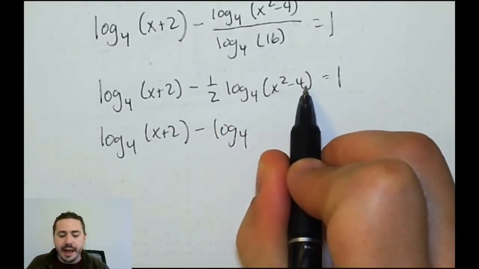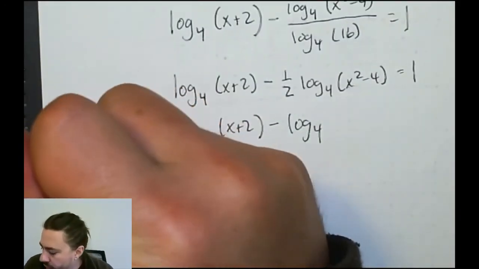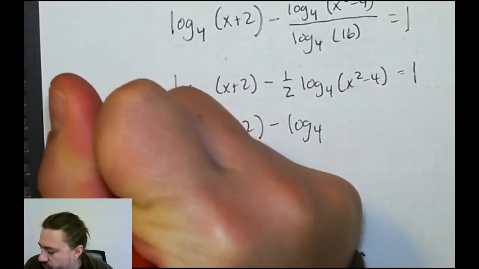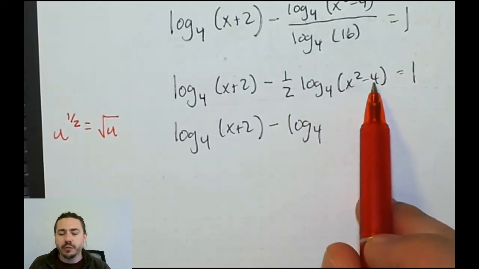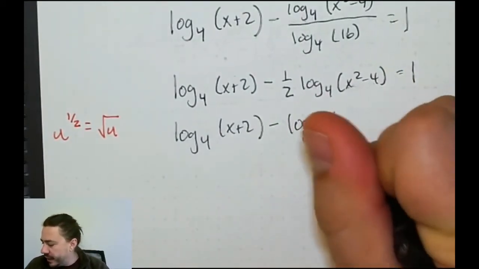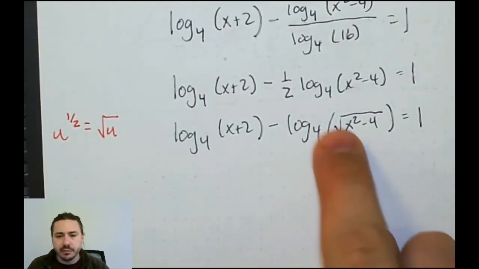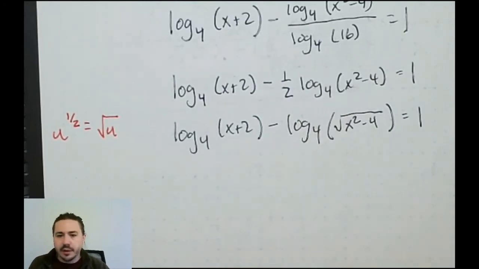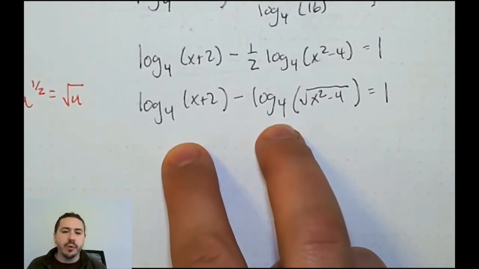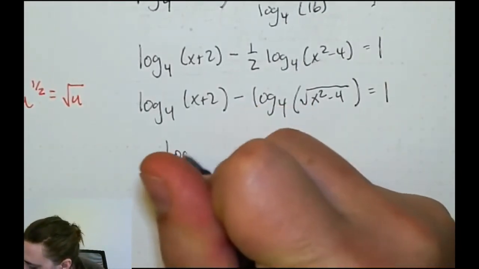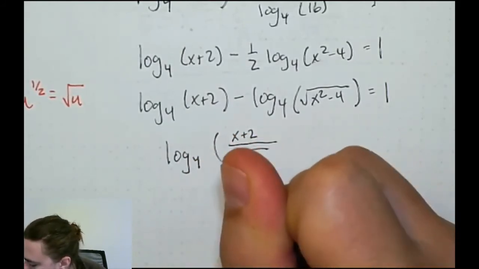Let me just do a little side note here. Whenever you have something to the 1/2 power, that is equivalent to the square root of that something. So when I have x squared minus 4 to the 1/2 power, that is the same thing as saying the square root of x squared minus 4. Just a little notation clarification there. All right, so now I've got a difference of 2 logarithms with the same base, so I can use that quotient property and combine these to be log base 4 of x plus 2 over the square root of x squared minus 4.